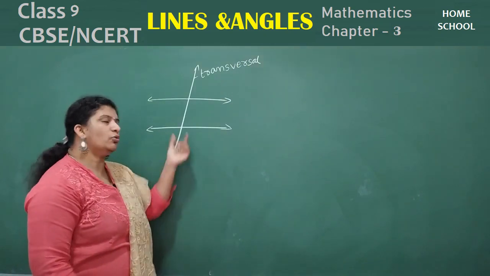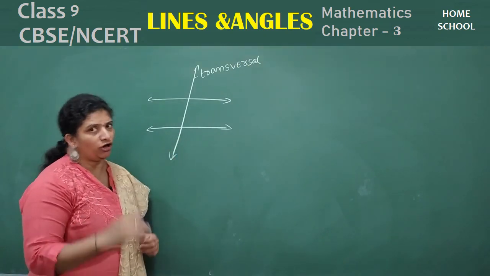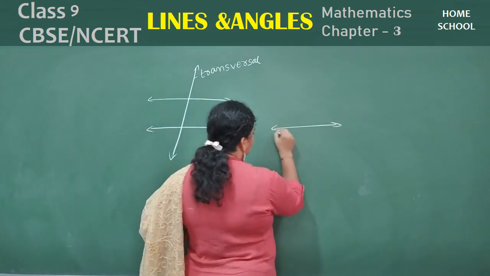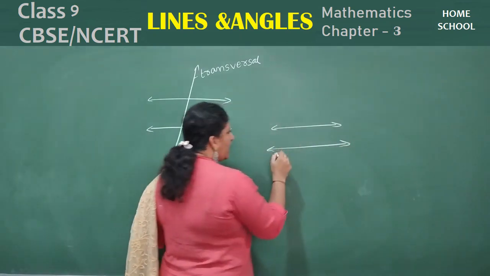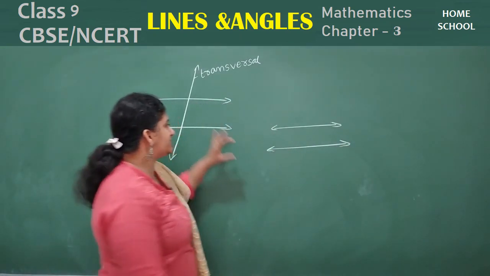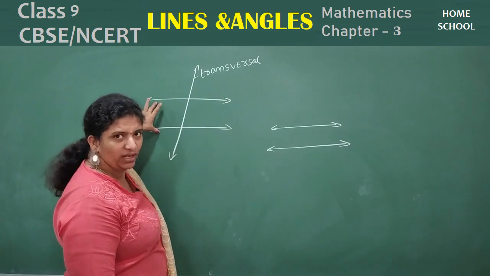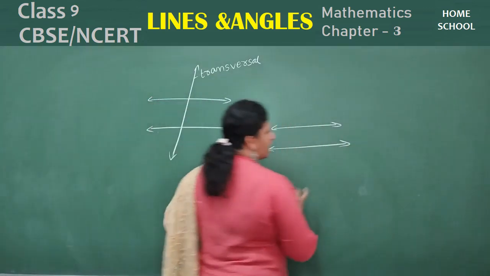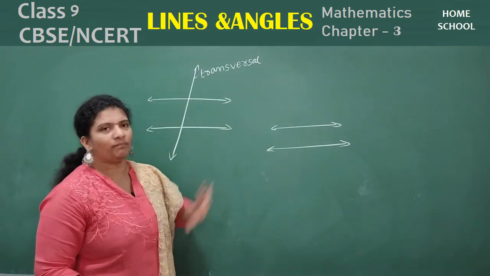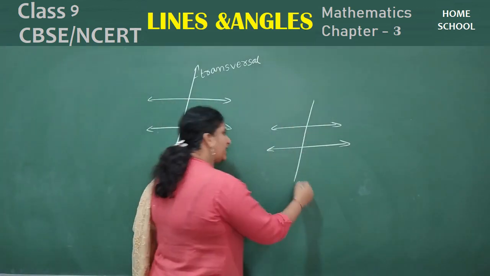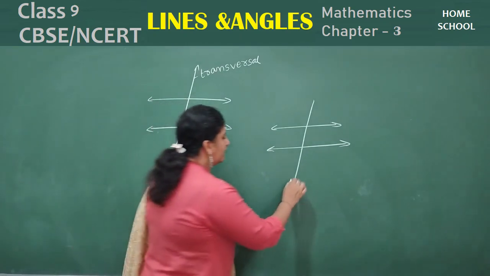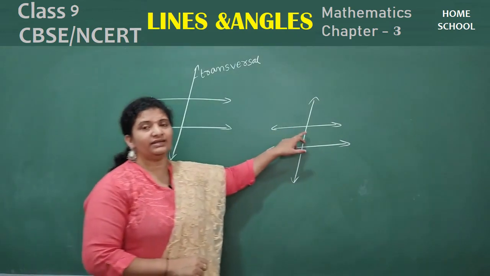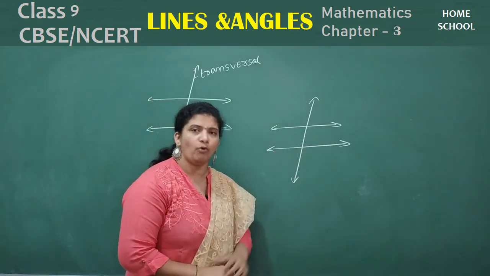Suppose you may take the two lines as parallel or non-parallel also you can take. So if I take any two lines like this, are they parallel? No, the distance between them is not equal. If extended at some position, they are going to meet. Right? They are not parallel. But on this also I can draw a transversal line. What is a transversal? It is a line which intersects two lines at different points.